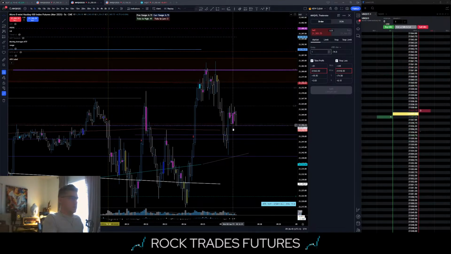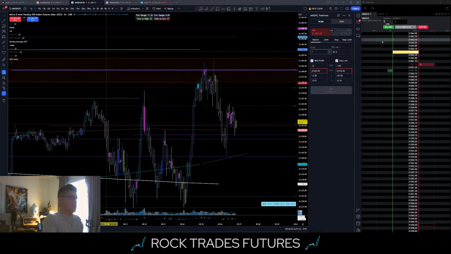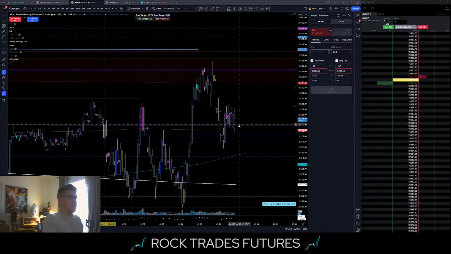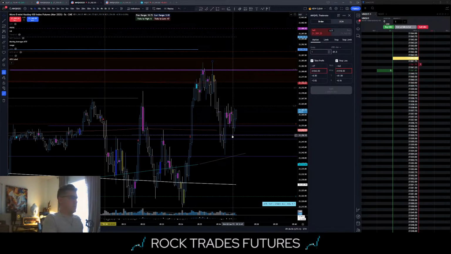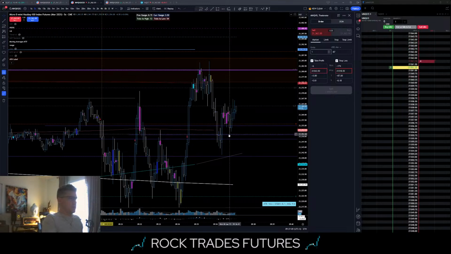Second chance long. A, B, C reversal. 50% is still right here, perfectly respected, higher low. Pretty great long entry, regardless of the outcome. Pretty great long entry.